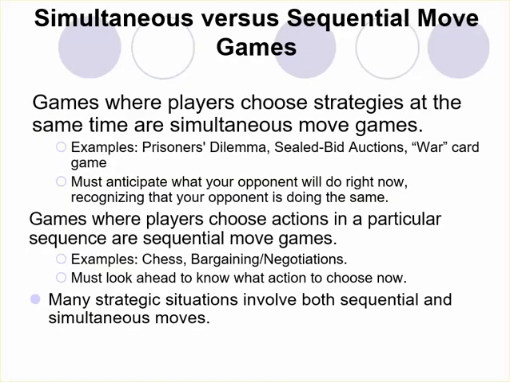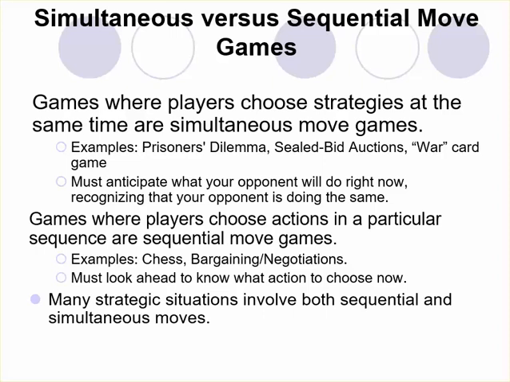Another way we could differentiate games is that they can either be simultaneous or sequential move. If people are playing at the same time, their strategies are simultaneous move games. For example, in the prisoner's dilemma, we were both making a decision at the same time. In a war card game, you both put down a card at the same time and then reveal. In these cases, it's hard because we're trying to predict what our opponent will do.